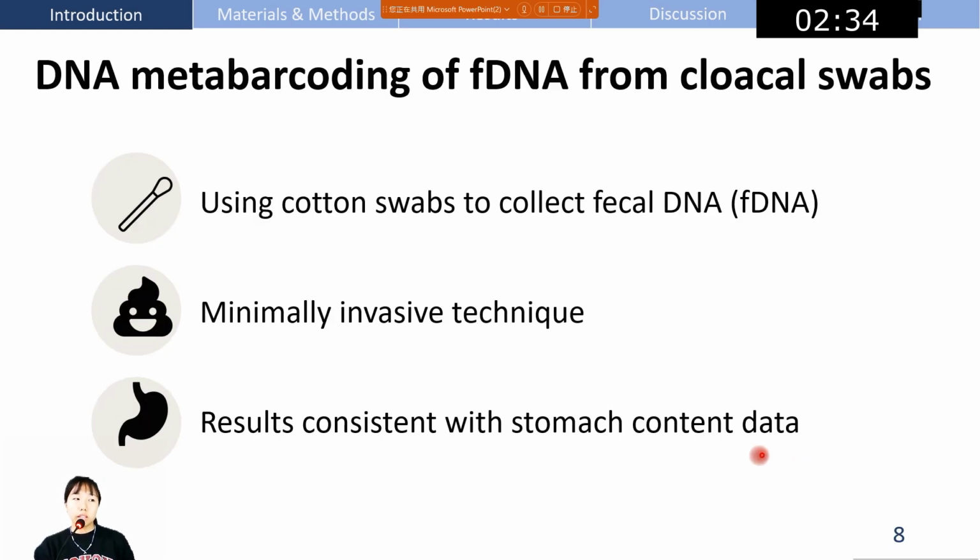Thus, this study used DNA metabarcoding of fecal DNA from cloacal swabs for diet analysis. The researchers used a cotton swab to collect fecal samples, and this method is a minimally invasive technique. Furthermore, there has been proof that this way can get the same results as stomach content data.